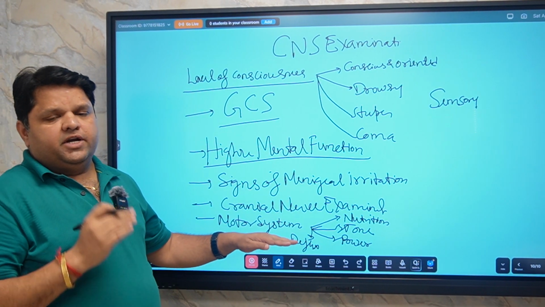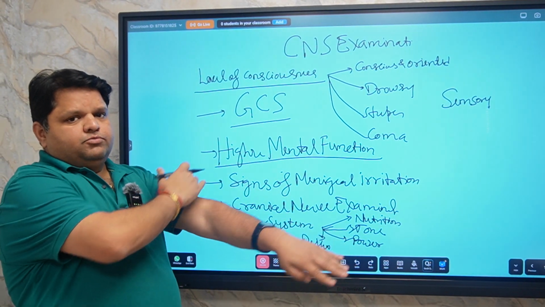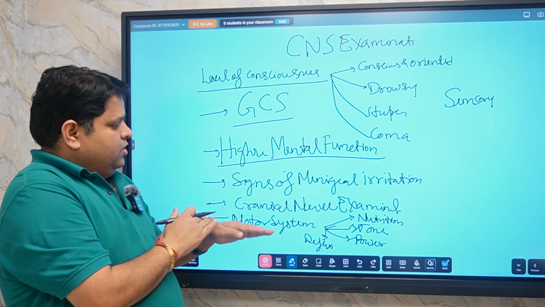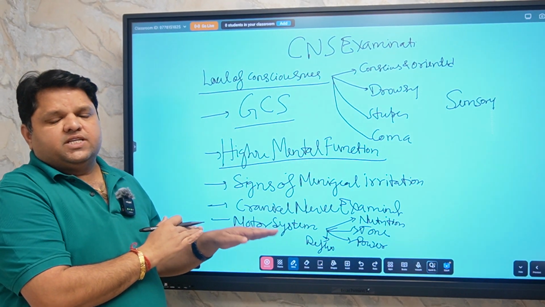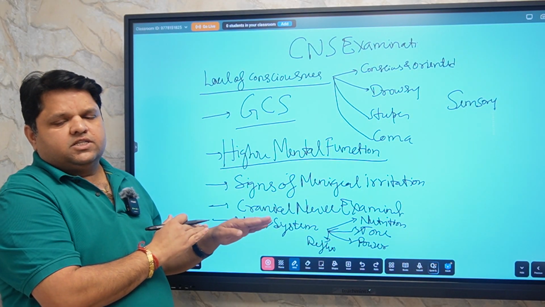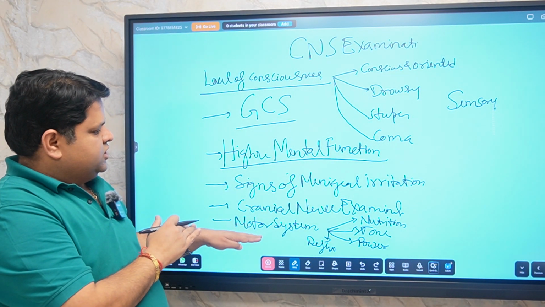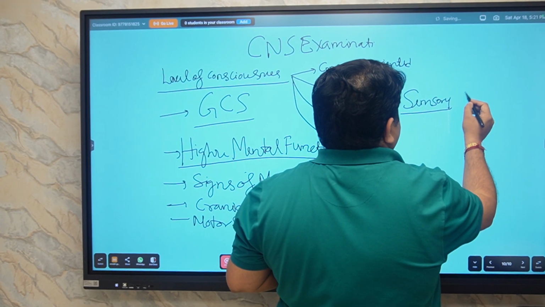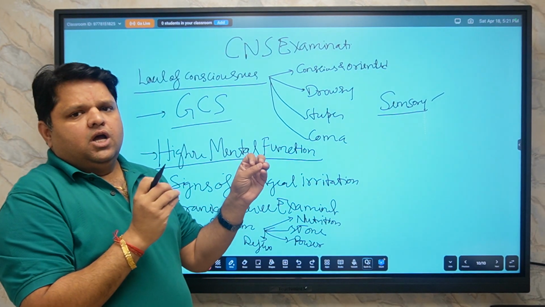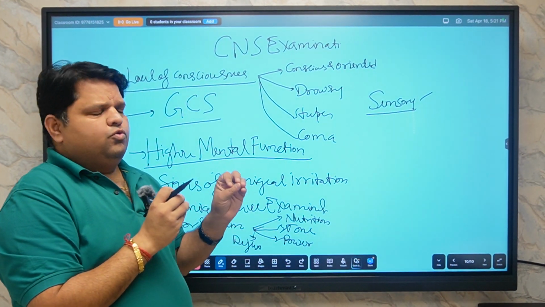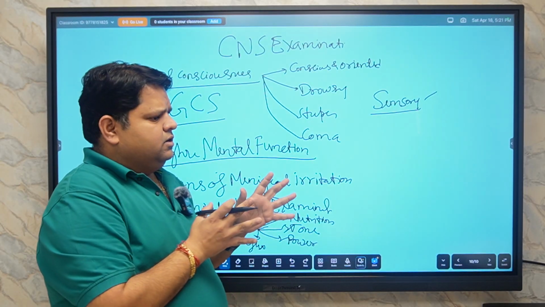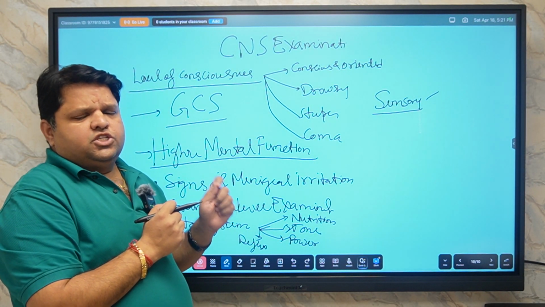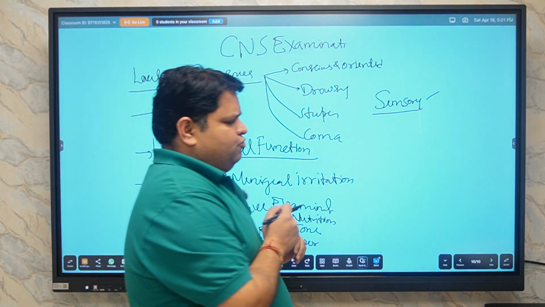In reflexes we have the deep tendon reflexes like biceps, triceps, supinator, knee and the ankle. We also have the superficial reflexes: abdominal reflexes, plantar reflexes, cremasteric reflexes. So in motor system, nutrition, tone, power and reflexes. In sensory system, we go for touch, pain, temperature, and other points also like vibration sense, joint position sense, 2-point discrimination. For the sensory system, we don't go into the detail.